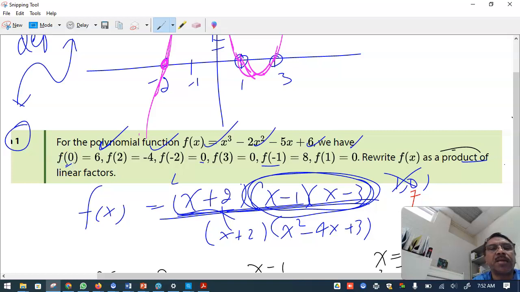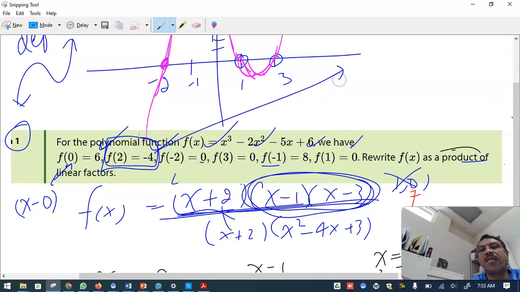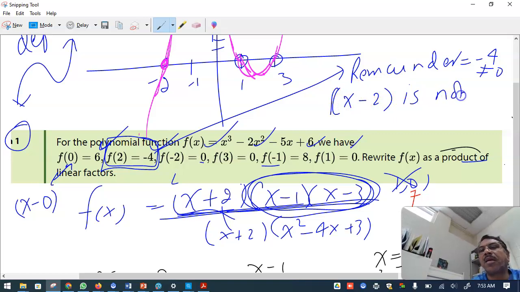Let's say this one. This one is when x minus 0 is okay. If you get confused with this, let's take this. What does this basically mean? If you see this, the remainder here is minus 4, and this is not 0, right? And that's why we say x minus 2 is not a factor. So take note of this.